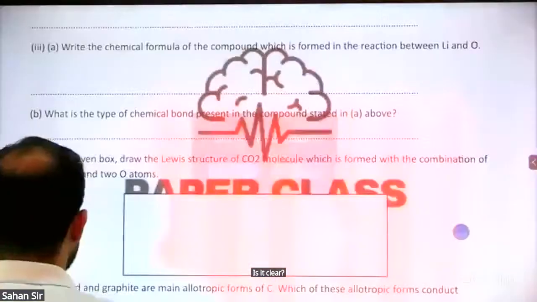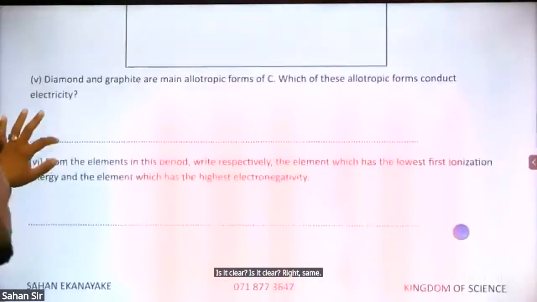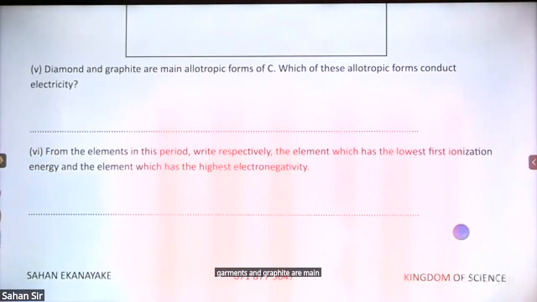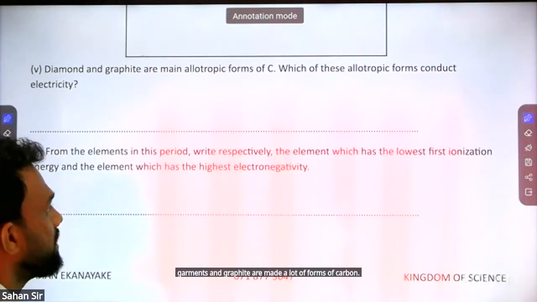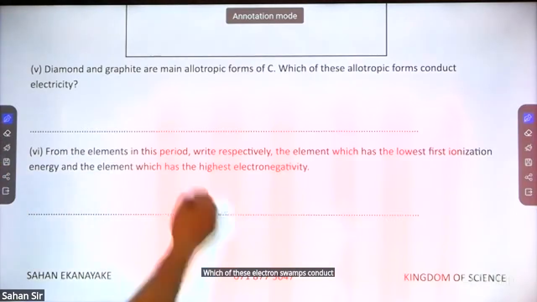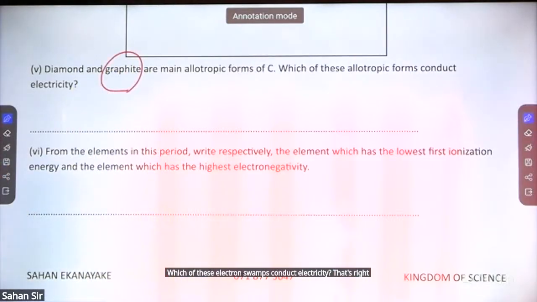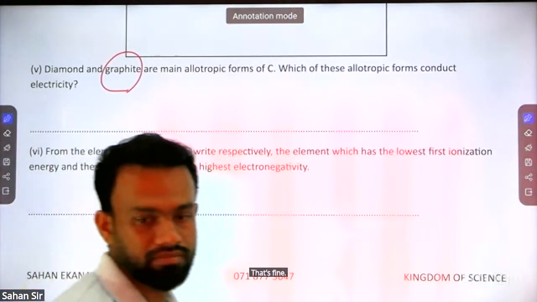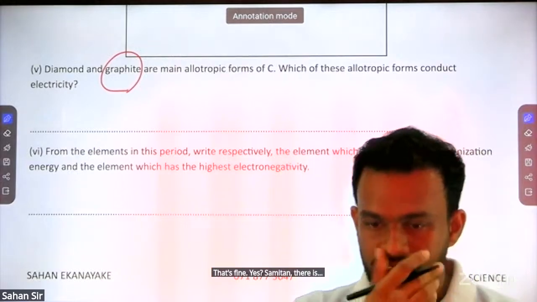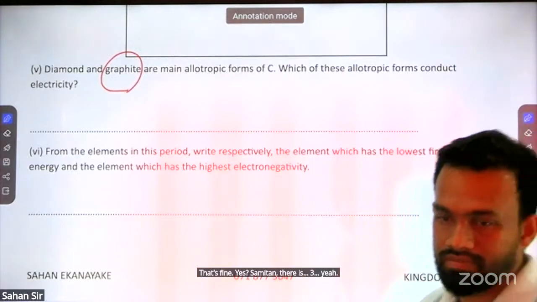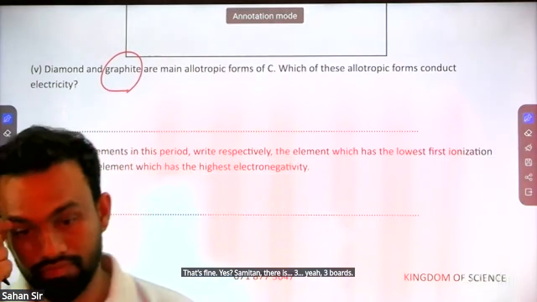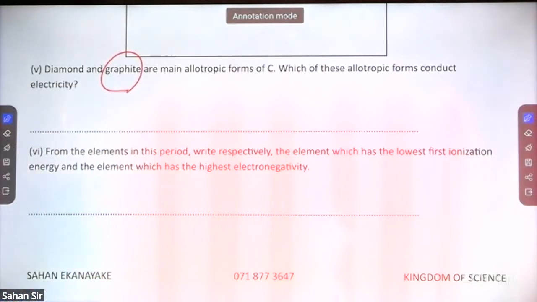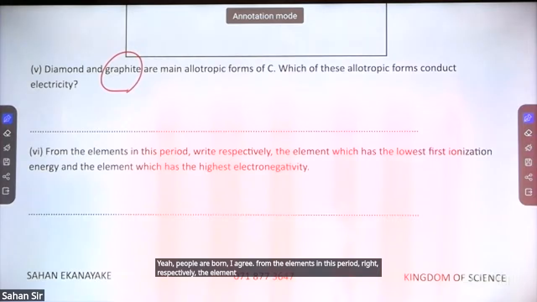Is it clear? Right. Then diamond and graphite are main allotropic forms of carbon. Which of these allotropic forms conduct electricity? Graphite. Yes, there are three bonds, a triple bond.